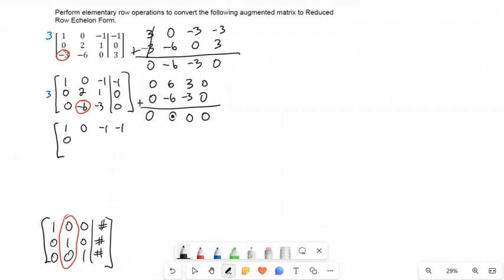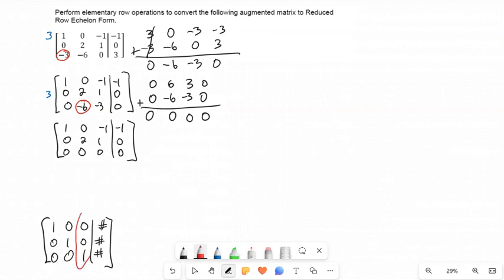The second one was acceptable. The third one just disappeared on us. If you ever get a row of zeros, it defaults to the bottom row, and that's part of reduced row echelon form. That's acceptable. Okay.